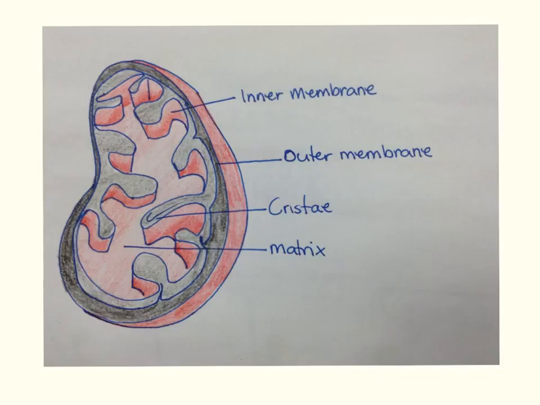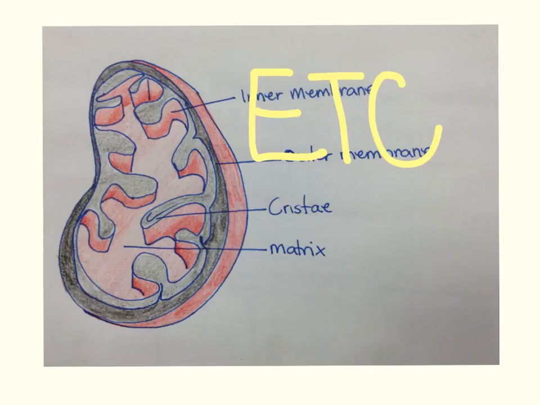Next, we have the electron transport chain. The electron transport chain, ETC, creates a lot of ATP through oxidative phosphorylation. So ETC is found in the inner mitochondrial membrane, all up in here.